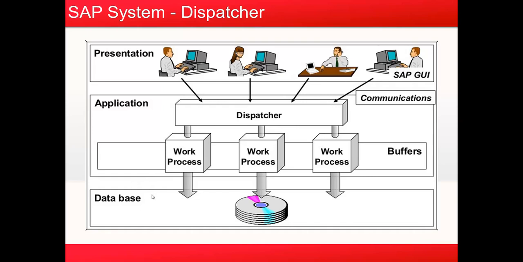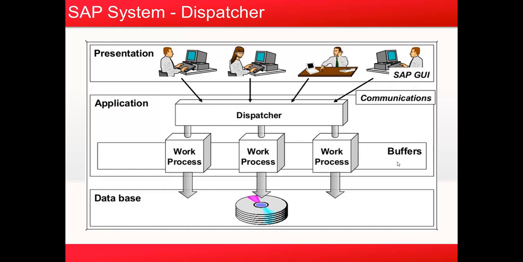The dispatcher balances the workload between the processes, and it takes care of buffer management in the main memory. It establishes the connection with the presentation layer. Whenever a request comes in, once the work process completes the request, the dispatcher sends the result back to the presentation layer. So that is about the dispatcher piece.